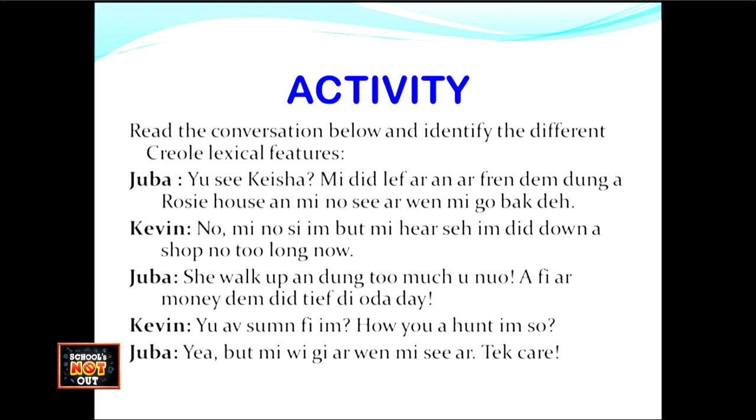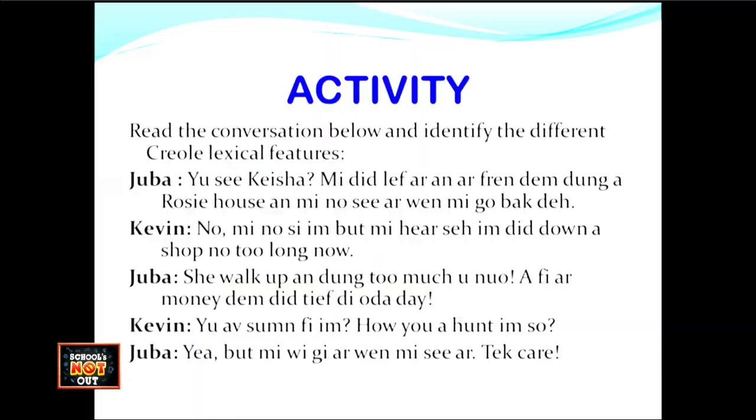Juba: You see, Keisha, me did left her and her friend them down at Rosie House. I me not see her when me go back there. Kevin: No, me not see him, but me hear say him did down a shot not too long now. Juba: She walk up and down too much, you know. I fear money them the thief the other day. Kevin: You have something for him? Oh, yeah, aunt him so. Juba: Yeah, but me we gear when me see her.